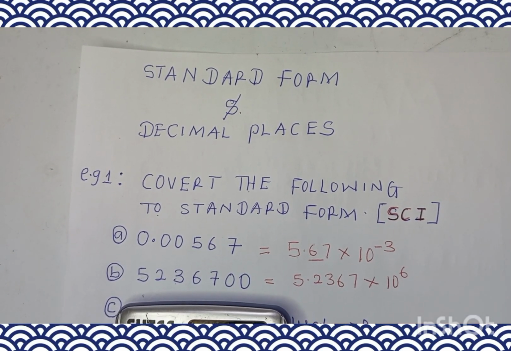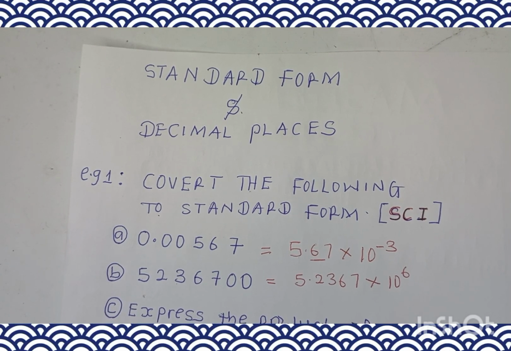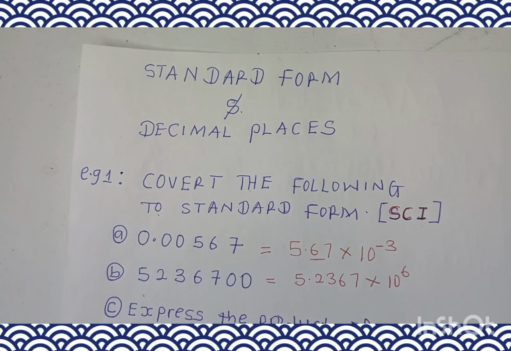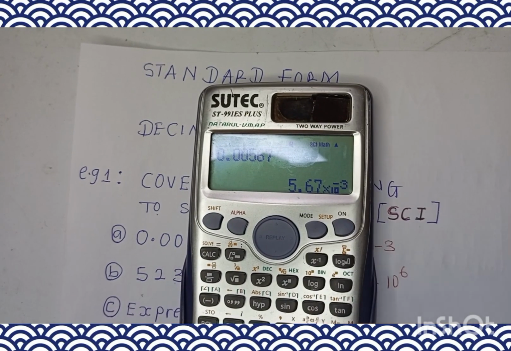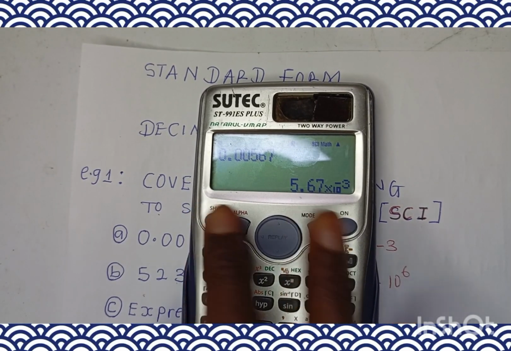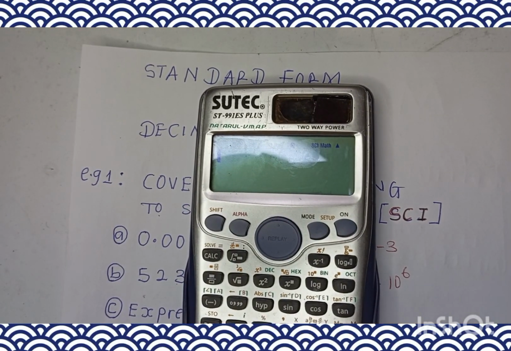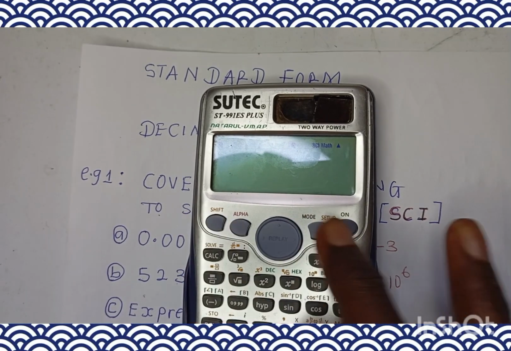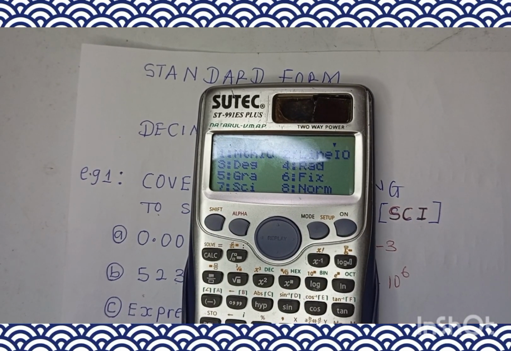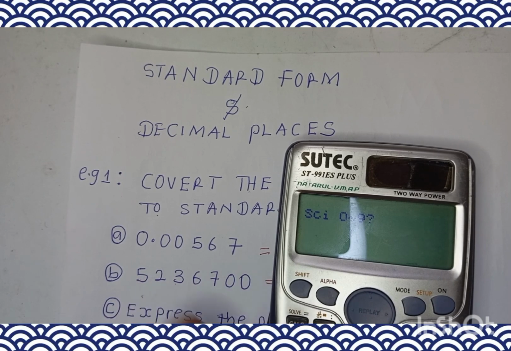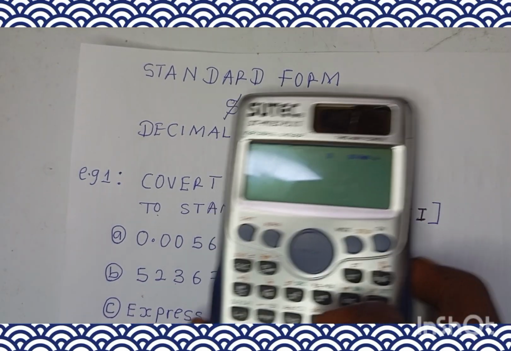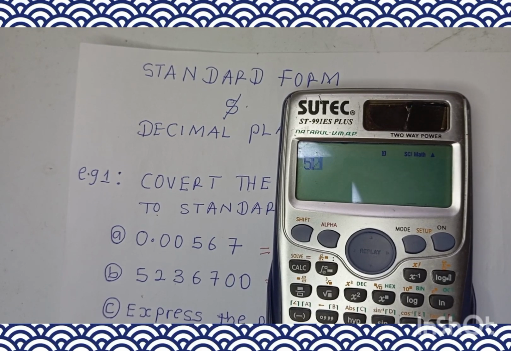Then the second one says 5236700 to standard form. As you can see, the number of significant digits here is 5, 1 2 3 4 5. So we initiate the process from the beginning. Let's reset it. So shift and mode, we have SCI at number 7. Then 0 to 9, since we have 5 significant digits here, click on 5. Then it's ready. Then I can now put the numbers.